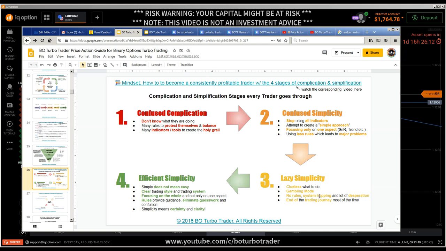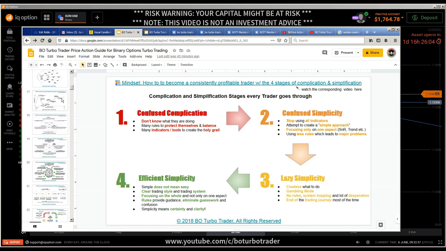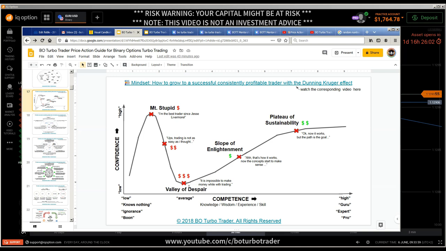Yes, they are system hopping, and then a lot of desperation. I have explained this again here. Yes, you can do this in correlation with this one here. Then you are here in the valley of despair. Yes, all the stuff is here at the beginning, and at the end, that is what happens. They are in the valley of despair.